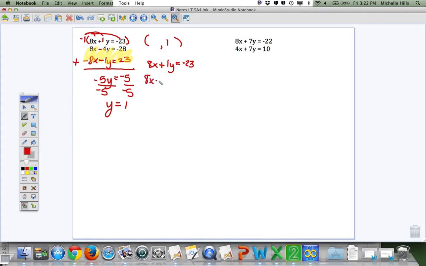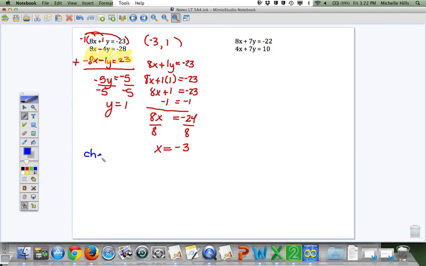So 8x plus 1 times 1, because y is 1, equals negative 23, becomes 8x plus 1 equals negative 23. I would subtract 1 to eliminate that constant on the left, so subtract 1 on the right as well to maintain the balance in my equation. And I get 8x equals negative 24. And then I'm going to divide by 8 to solve for x. So divide the other side by 8, and x equals negative 3. So I think that if I graph these two lines, they intersect at the point negative 3, 1.